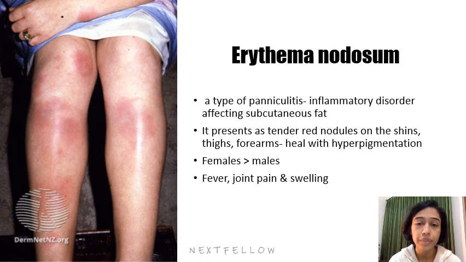And so this occurs mainly on the shins, classically. Can also occur on the upper thighs and the forearms as well. You may have it on the flexor and extensor aspects. Okay, so the tender red nodules heal with hyperpigmentation and a bruise-like appearance. This is much more common in females than males. Occurs a lot in connective tissue disorders, and it's usually accompanied by fever, joint pains, and joint swellings, as well as pedal edema.